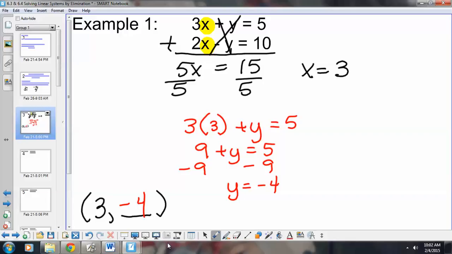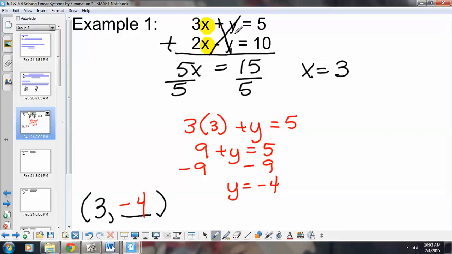Substitute it back in. You guys, this can be a quick mental check. I know that x is 3, so 3 times 3 is 9. Y is negative 4, so 9 plus negative 4, is that 5? It is. Put 3 in for the x in the second equation. 2 times 3 is 6.